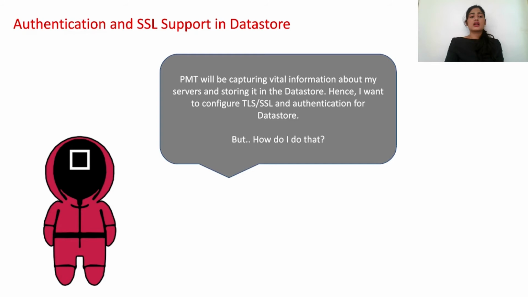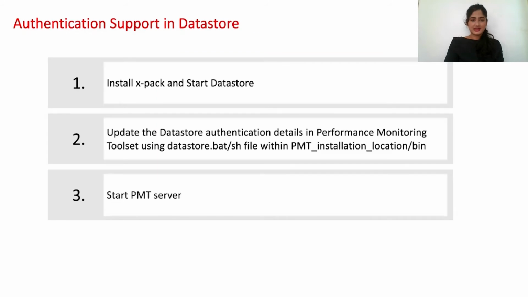Now first, take a look at how we can enable authentication support in the data store. So we have mentioned the steps here. The first step would be to install XPack. So first you need to go to your PMT installation location, Datastore folder, bin, and then run elasticsearch-plugin install x-pack. XPack is basically an ElasticSearch extension that provides security, alerting, monitoring, reporting, machine learning, and many other capabilities.